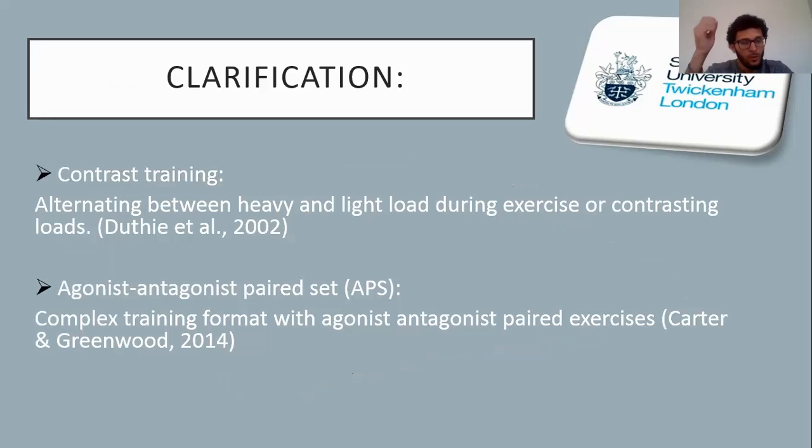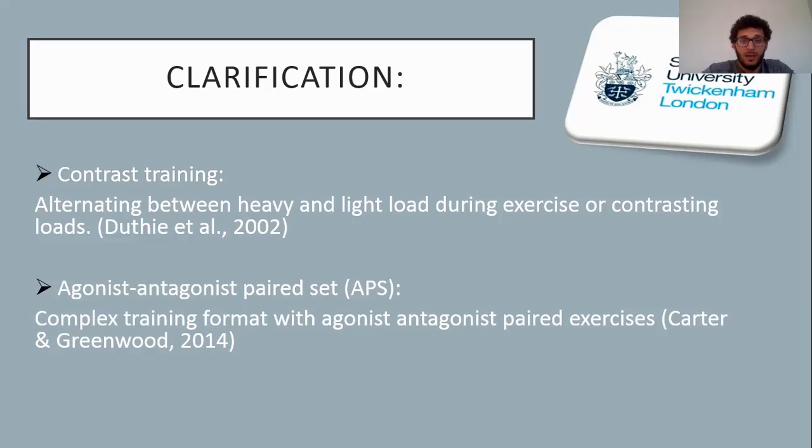As a clarification, before going into complex training, I think it's important to understand the difference between complex training, contrast training, and APS training, or agonist-antagonist paired set, as these methods have been used or mixed and can be confusing sometimes. Duthie et al. 2002 defined contrast training as alternating between heavy load and light load during exercise, or basically contrasting the load. And Carter and Greenwood 2014 described the agonist-antagonist paired set training method as simply using the complex training style in the form of a pair of agonist-antagonist exercises.